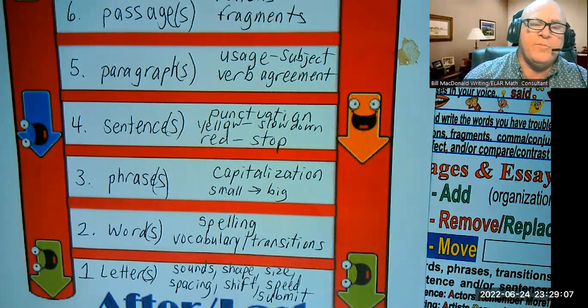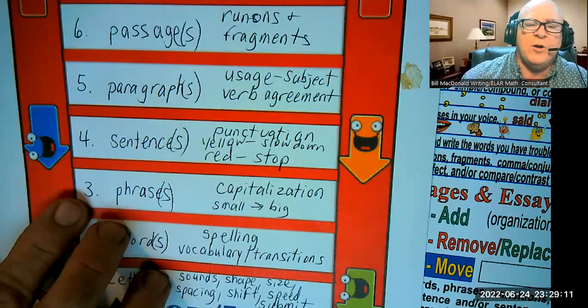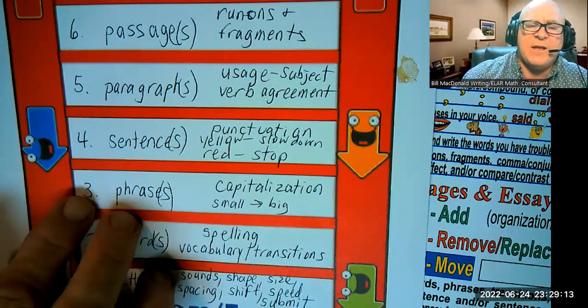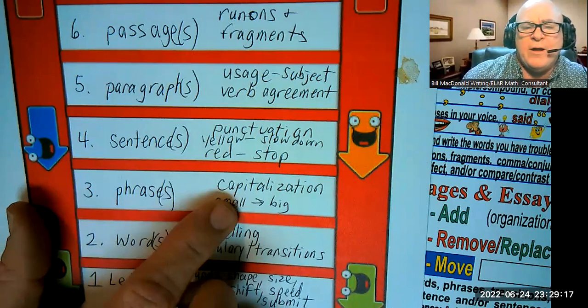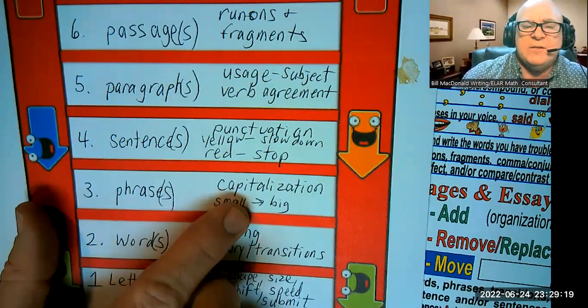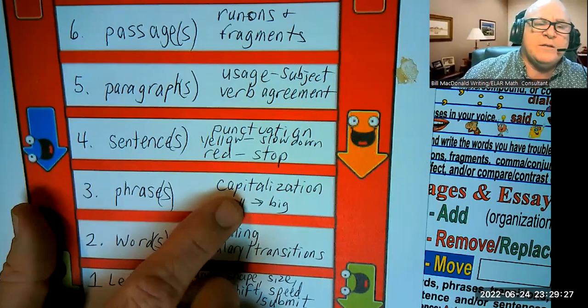The third part of part 1 is phrases, and we'll work on capitalization, going from the small parts of capitalization to the big: from just a word, the pronoun I, to phrases such as the city and the state, to being able to capitalize the beginning of a whole sentence.